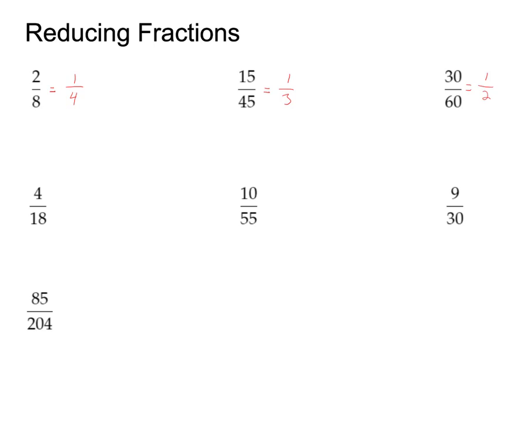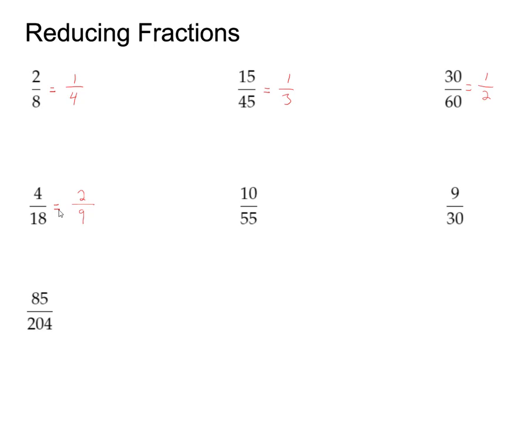The next set of fractions are a little bit more complicated because the denominators are not divisible by the numerators. However, for this set of fractions, we also realize that there's a pretty obvious common factor between the numerators and denominators, so they're pretty easy to reduce as well. For 4/18, both 4 and 18 are divisible by 2. So if we divide 4 by 2, we get 2, and if we divide 18 by 2, we get 9. So this reduces to 2/9.